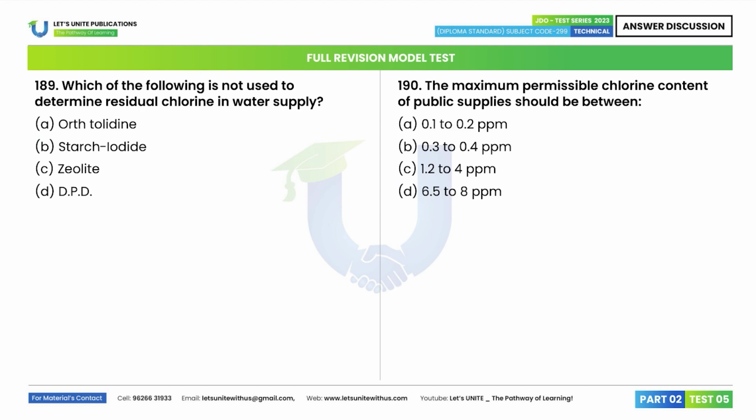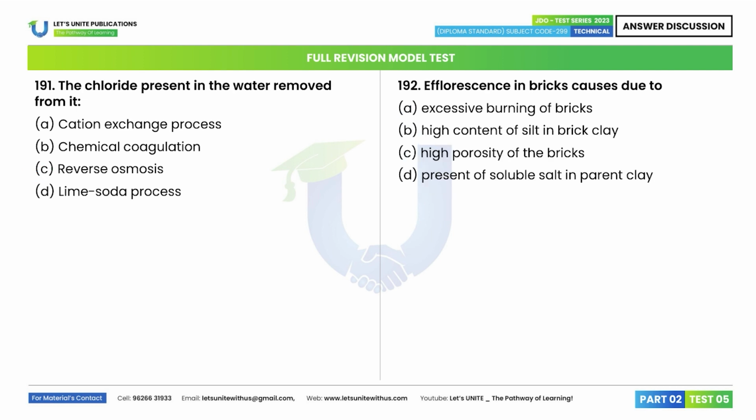Next, 189. Which of the following is not used to determine residual chlorine in water supply? Zeolite. Option C. Next, 190. The maximum permissible chlorine content of public supplies should be 0.1 to 0.2 ppm. Option D. Next, 191. The chloride present in the water is removed by reverse osmosis. Option C. 192. Efflorescence in bricks is caused due to presence of soluble salt in parent clay.